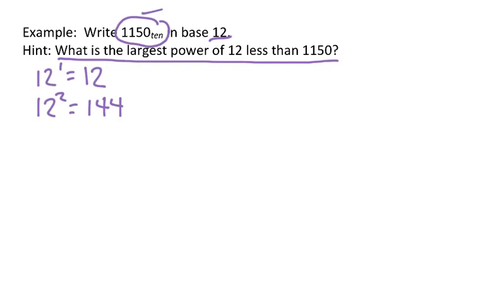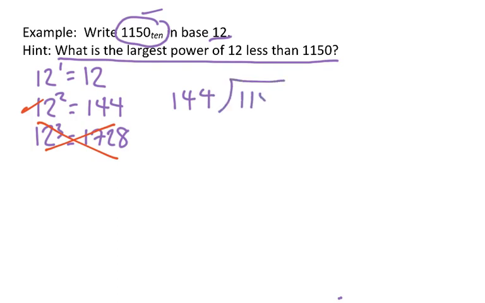What's 12 to the third? I'm using my handy calculator to help me out there. 12 to the third is 1,728, and that's too big. 1,728 won't divide into 1150. But this is sort of what you have to do. You have to go one power too far to know how to go back and know which power you need. So our questions will be, first of all, beginning with the 12 squared, how many times would 12 squared divide into the number we're given?